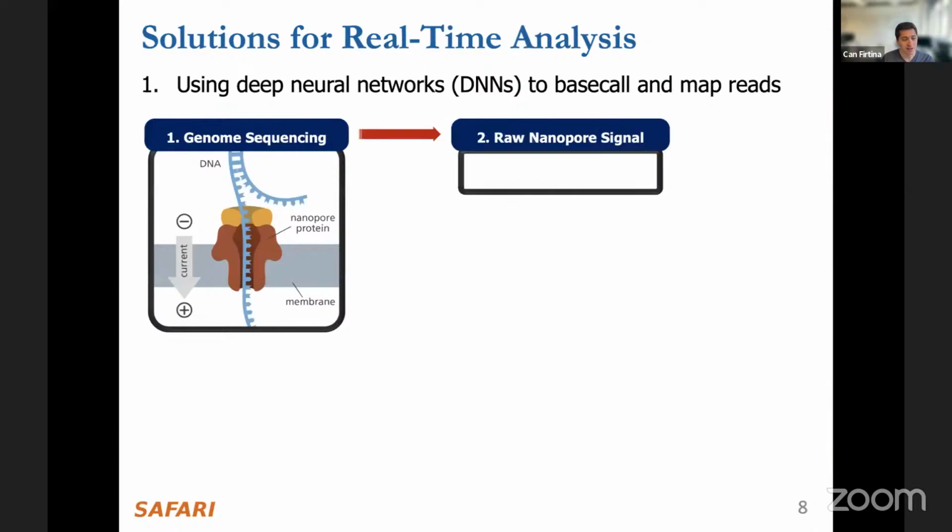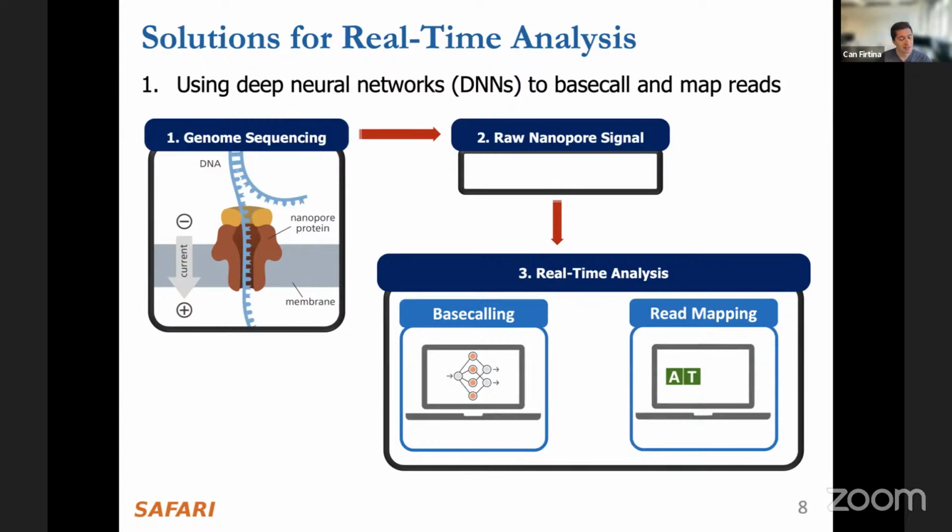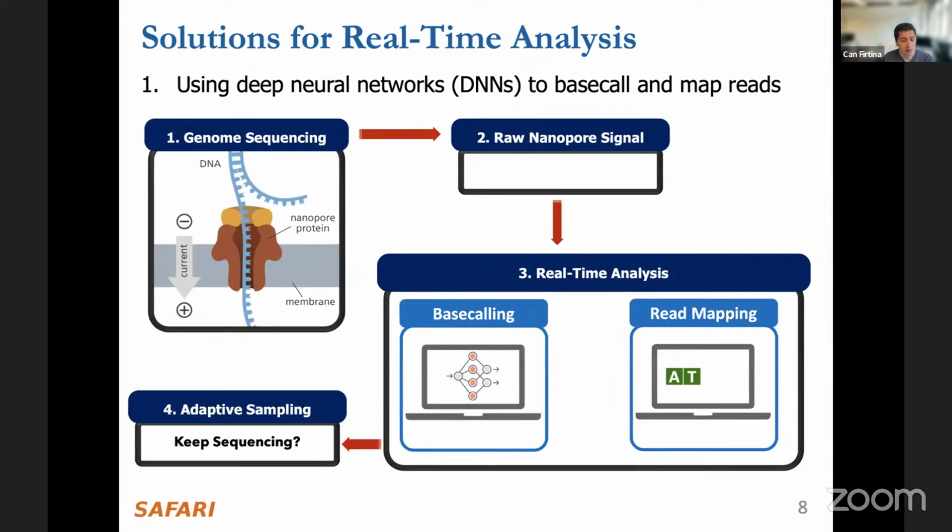So how it happens is that as we generate the raw signal data in the real-time analysis step, we can base call the data that we generated so far. So we're partially base calling the raw signal, and then we can use that partial sequence data to do further analysis, for example, read mapping, to decide whether that particular portion of the data can map to a reference genome. And then we can make the adaptive sampling decision of whether we want to keep sequencing.